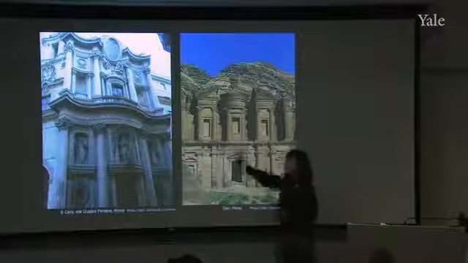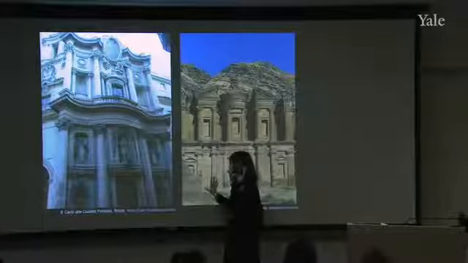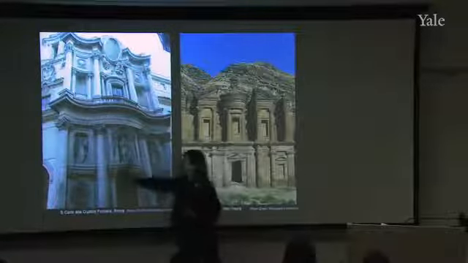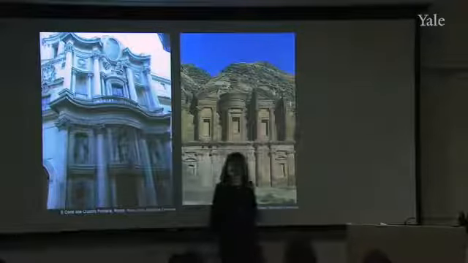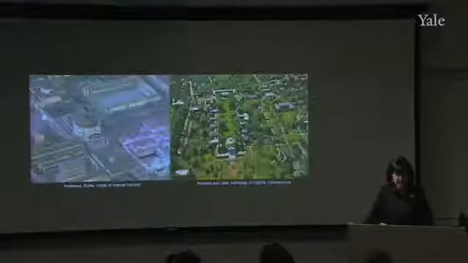Tombs like the one in Jordan that I showed you just before, which form what I call a kind of Baroque phase of Roman architecture, were the models for 17th century Baroque architecture in Rome. For example, Borromini's San Carlino.